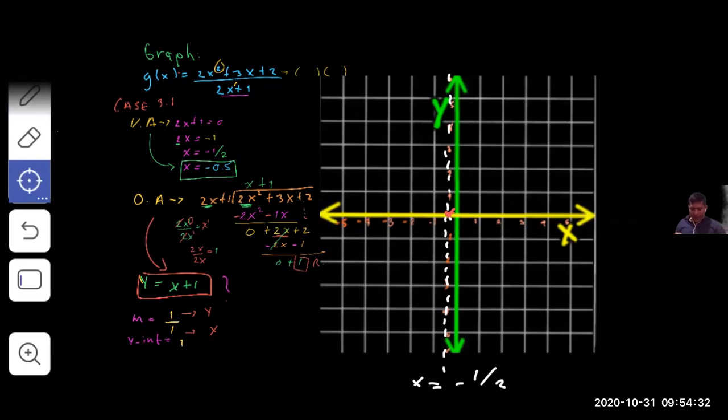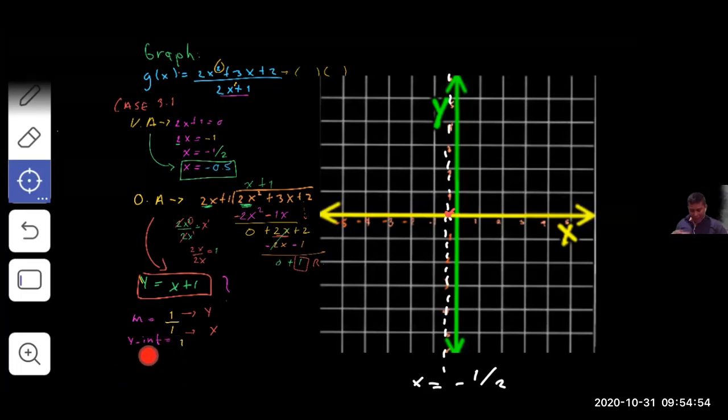And I don't have a horizontal asymptote. However, we have an oblique asymptote. And what is that, guys? x plus 1. This is the linear function. But how can I graph that? By using this information.